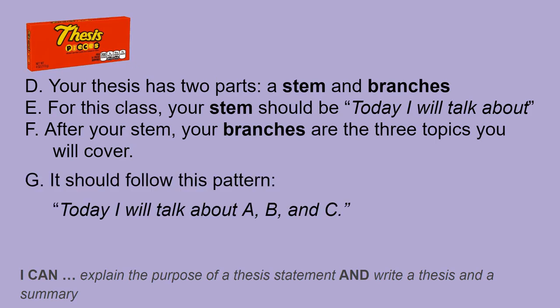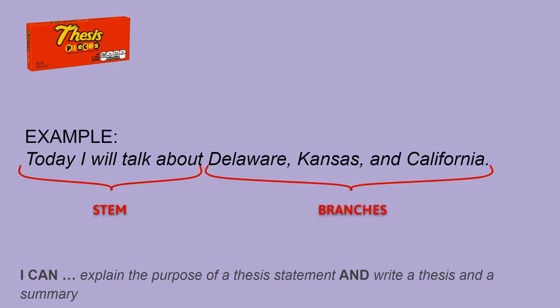It should follow this pattern. Today I will talk about. That was my stem. Then A, B, and C are my branches. So, for example, today I will talk about Delaware, Kansas, and California.